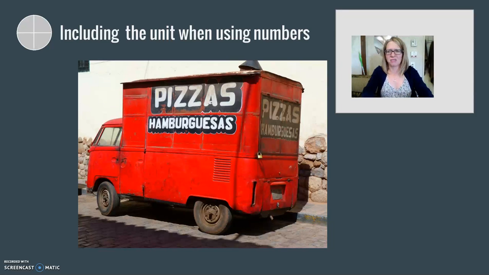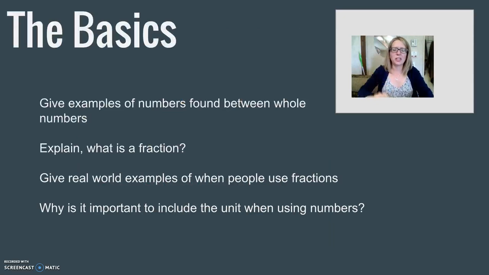That truck looks dirty. Let's recap. Okay, the basics. So, what you should have gotten from this video are the 4 points. If you did not get all 4 of these points, please go back, watch the video again, slow it down. Make sure you understand these 4 basic points before you move forward into step 3. So, you need to be able to give examples of numbers found in between whole numbers. I gave you some examples. Maybe you can think of some more.